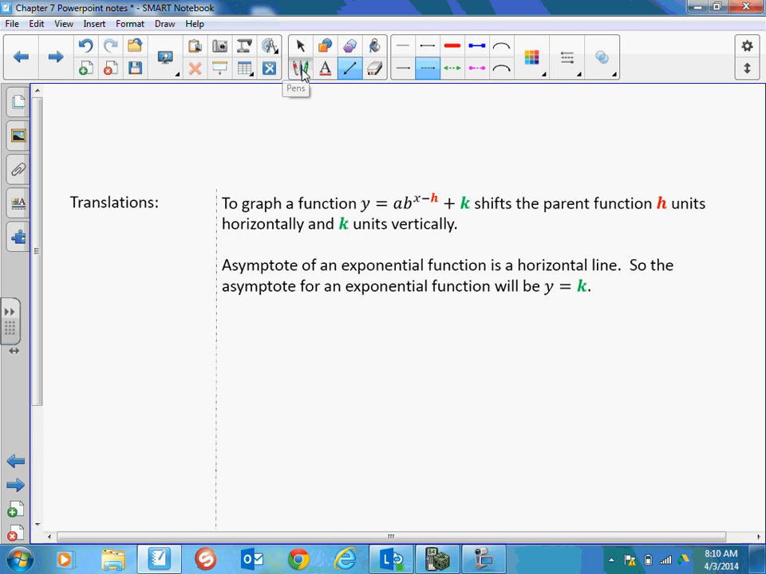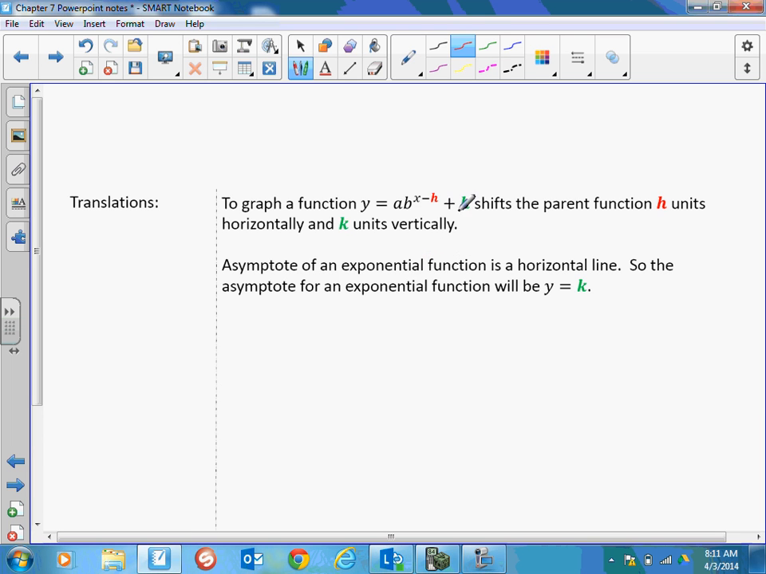Okay, translations. Same translations. If you have x minus h, remember it's always x minus h. Moves it left or right. Okay, I know it's always opposite. X minus a number is going to move it to the right. X plus a number is going to move it to the left. And then plus k is always straightforward. If it's plus a number, it's going to move it up. If it's minus a number, it's going to move it down.